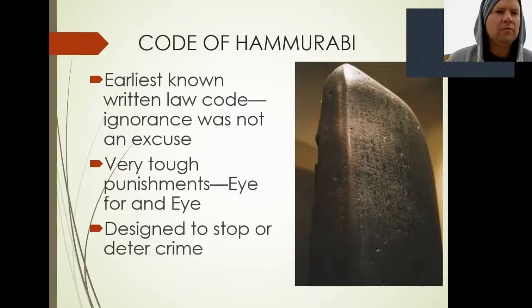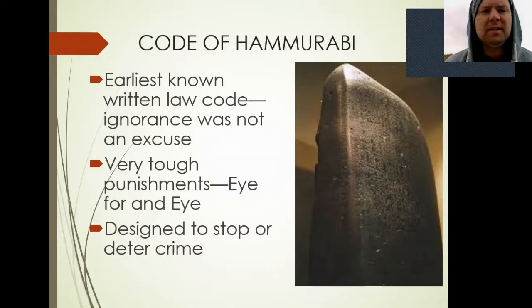All right, so you might recall from world history the Code of Hammurabi. So this is the earliest known set of laws. One of the interesting things about Hammurabi's code was that not only was it the earliest written code of laws, but it also had very tough punishments, punishments that we would consider harsh by today's standards. For example, if you steal something, you know what would happen? You would get your hand cut off.